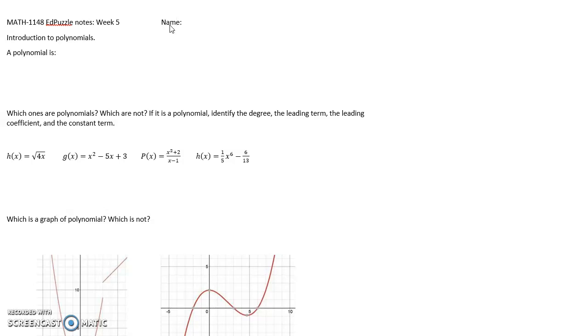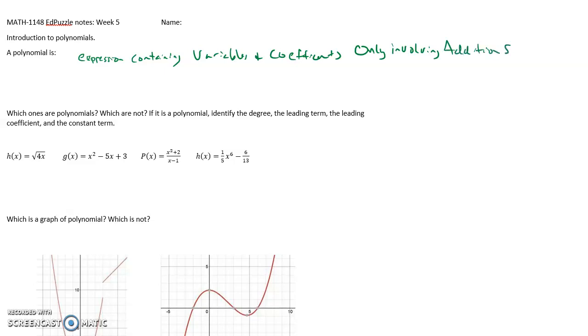Okay, this week we're going to be talking about some basic information about polynomials. So a quick definition of polynomials: an expression containing variables and coefficients that only involve addition, subtraction, and multiplication, and here's one important part, and only positive whole number exponents.